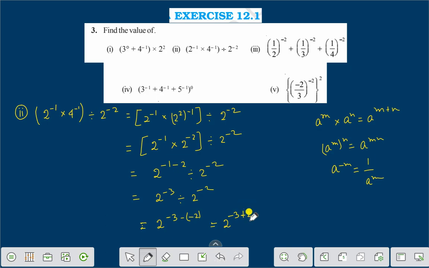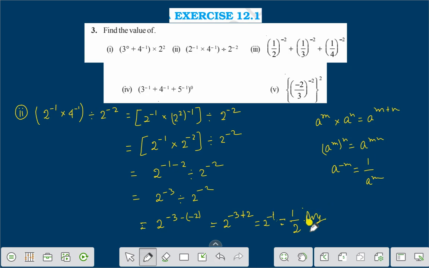Therefore we are getting 2 to the power minus 1, and that is equal to 1 by 2, and that is the answer. That is the answer of question number 2.